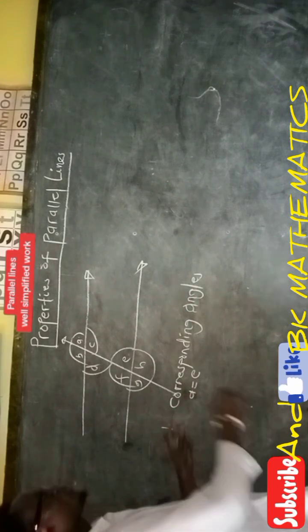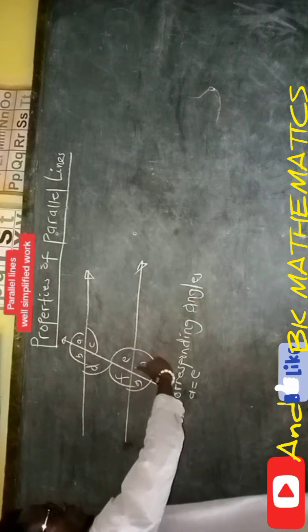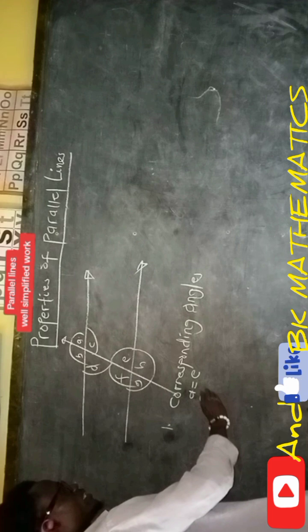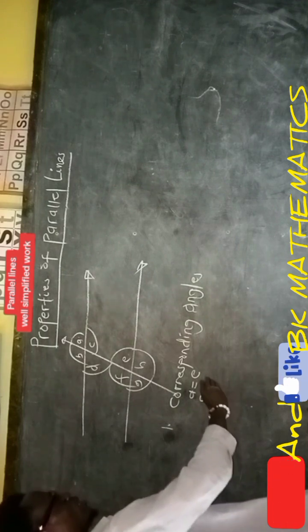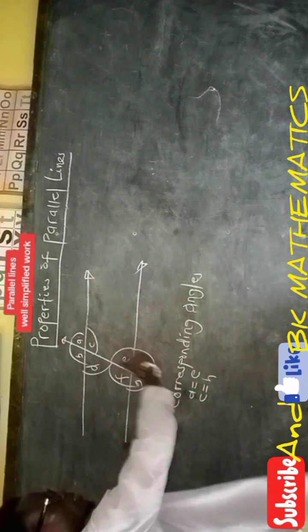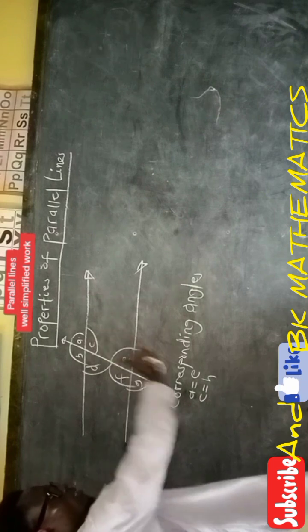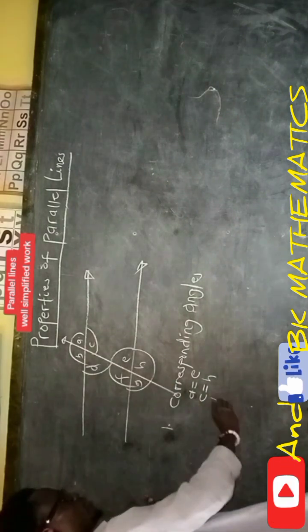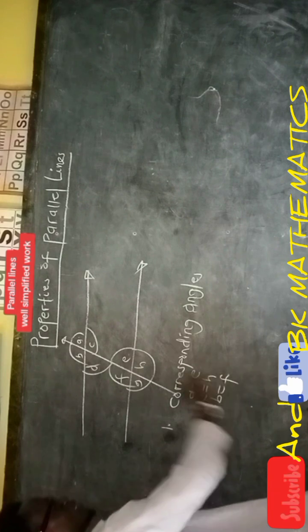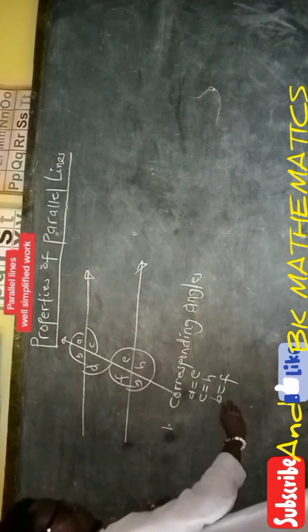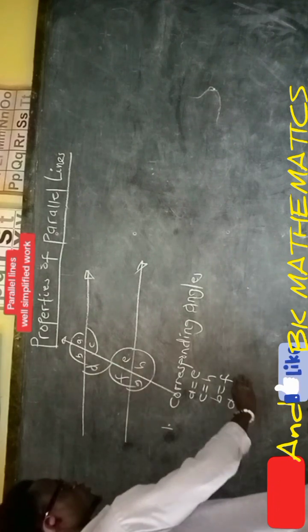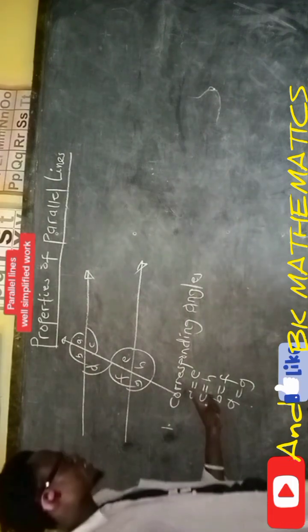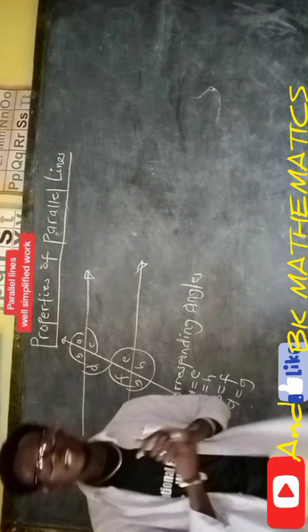Similarly, this is the second angle. This is also the second angle. We say C is equal to H, meaning they are corresponding angles. The first, the second one, and the second angle also, they are equal. B and F, we say B is equal to F. Similarly, D and G, we say D is equal to G. All these ones that you are seeing, they are corresponding angles. This is how to identify corresponding angles.